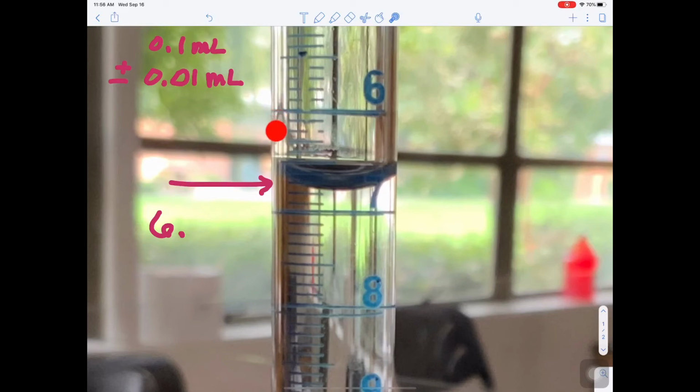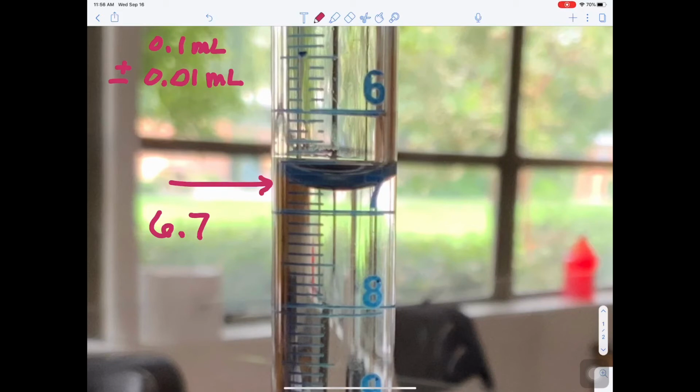So there's 1, 2, 3, 4, 5, 6, 7. So the meniscus is between the 7 and the 8. So this is 6.7 something. And then we're going to estimate between the lines.